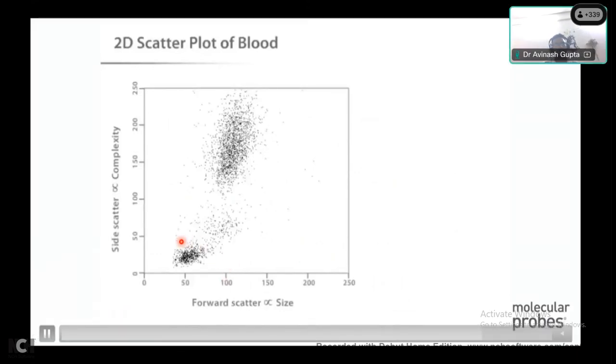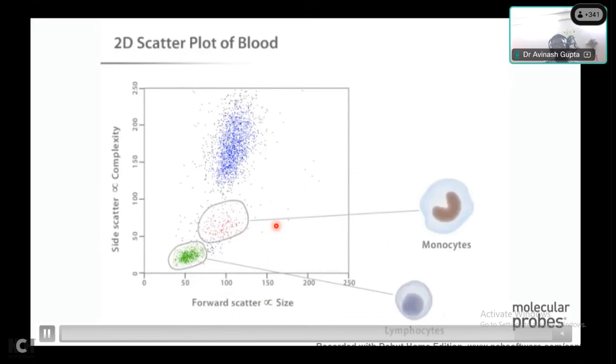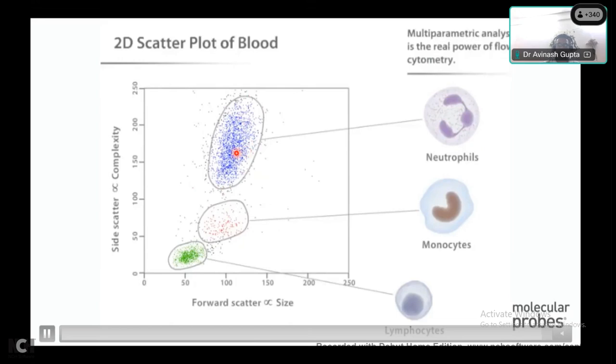So if you see here, the cells with low side scatter and low forward scatter are your lymphocytes. If you consider this a peripheral blood flow cytometry scatter plot, the population which is of moderate size and has a side scatter higher than the lymphocytes is your monocytes, and the population which is of the same size but has the highest side scatter in this sample is your neutrophils. This is how you are able to segregate the different populations in your peripheral blood, and you can label these populations as lymphocytes, monocytes, and granulocytes. And this is the power of your flow cytometer.